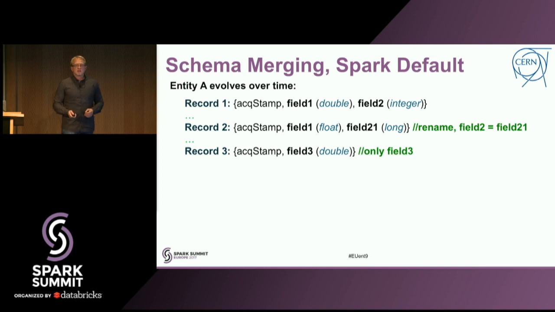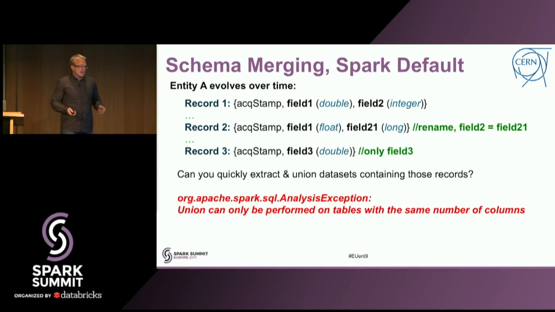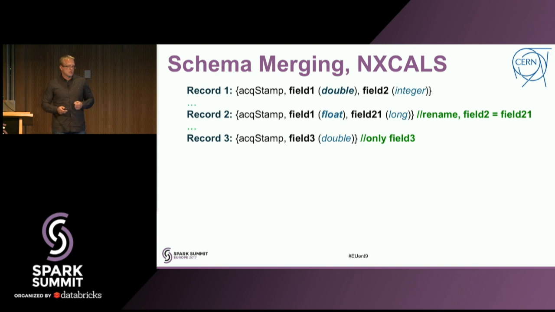If you want to extract it, is it easy? Sometimes you can end up with exceptions, like this one, that you cannot union this data because you have a different number of fields, of columns. Of course, this can be done. You can apply some logic on the data sets and do it yourself, but it's cumbersome for the data scientist. So what we want to do is basic amendments that we do internally in this data source API.